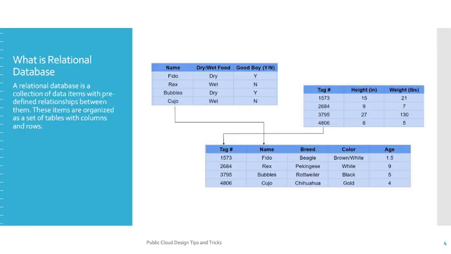Before that, let's try to understand what a relational database is. A relational database is a collection of data items with predefined relationships between them. These items are organized as a set of tables with columns and rows. So each table is nothing but an entity, and each column is an attribute for that particular entity. And each table is linked to another table by some relationship. That's how the relational database concept comes into the picture.